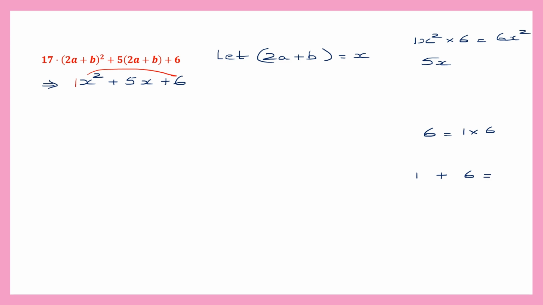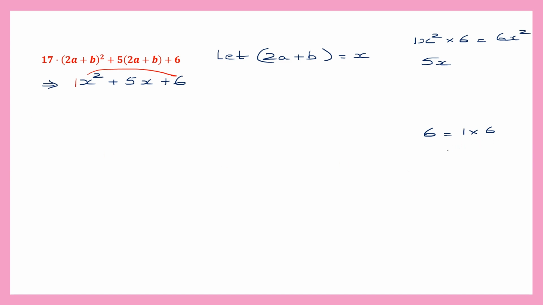But what if I change the sign? If I change the sign here, minus 1 plus 6, I will get 5. Let me multiply and see. Minus 1 into 6, I will get minus 6. I can't get minus 6, I just need 6. That means I cannot take 1 and 6.